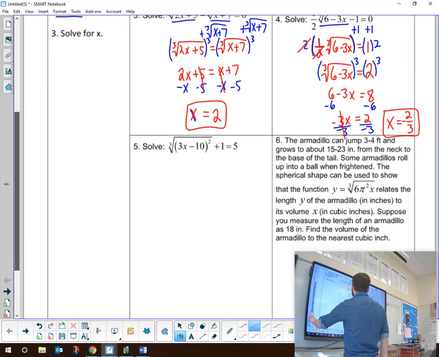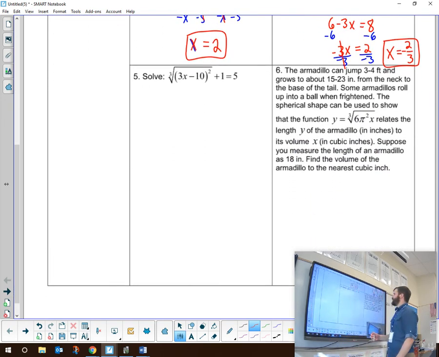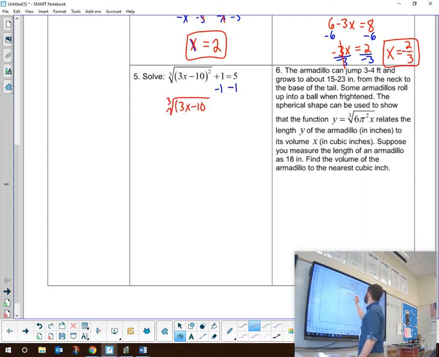Let's try number 5. So number 5, we have the cube root of (3x minus 10) squared, plus 1 equals 5. Whoa, whoa, whoa. We have a quadratic hidden inside of a cube root. How is that supposed to work? Well, let me show you. We're going to start off by getting rid of that cube root. And to do that, I need to isolate it. So we're going to have to bring this 1 over to this side first. So we'll have the cube root of (3x minus 10) squared equals 4.